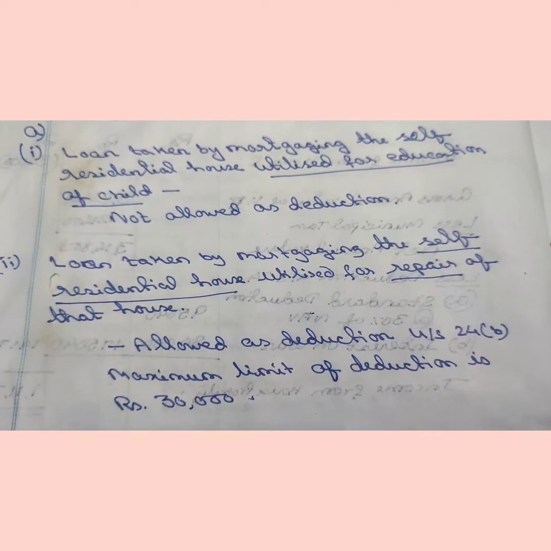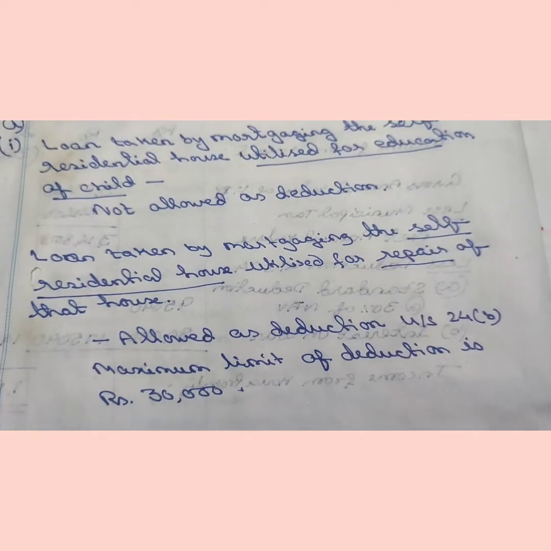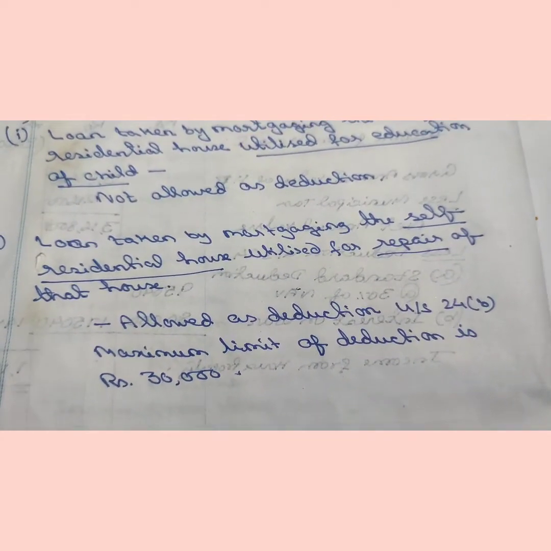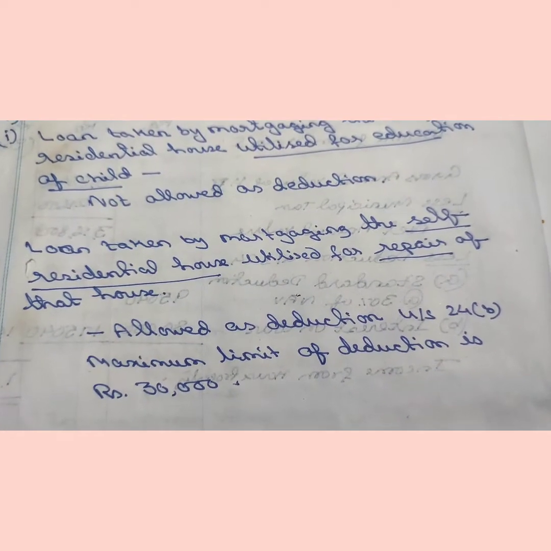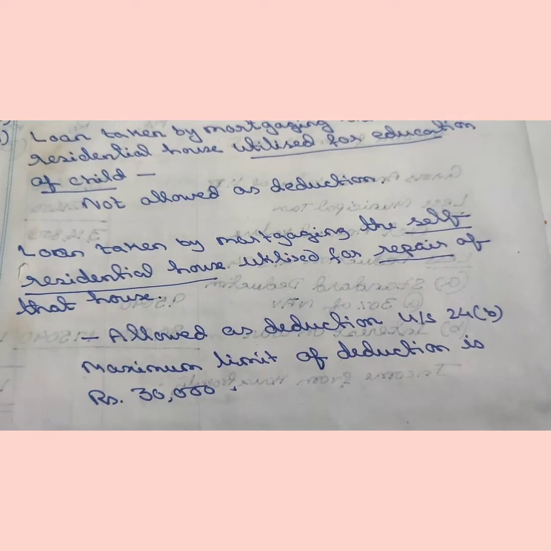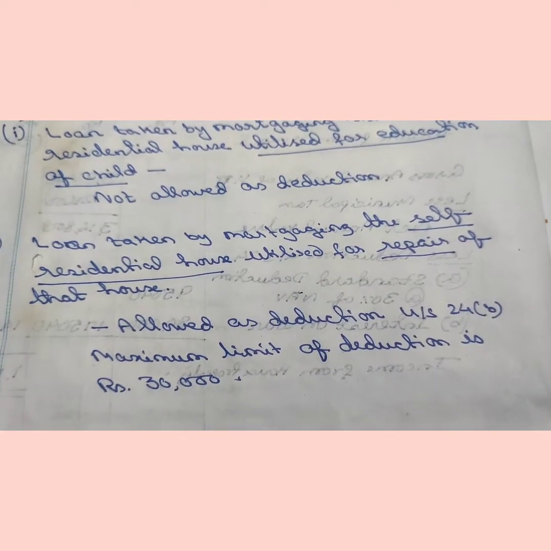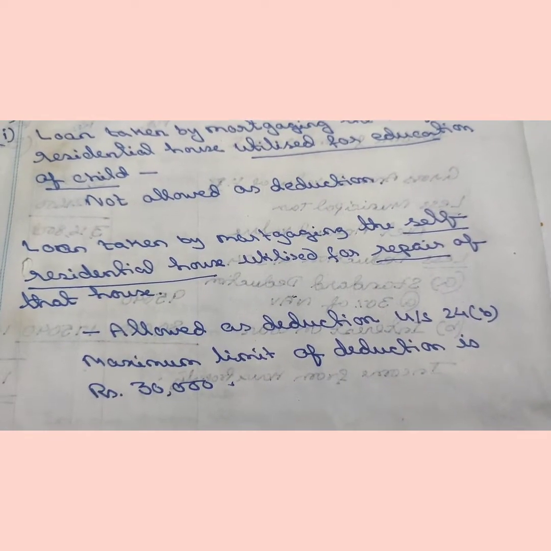And in this case, the allowable deduction under section 24 clause B has a maximum limit of deduction of rupees 30,000. You have to mention this, in which section it is allowable as deduction and what is the maximum limit.